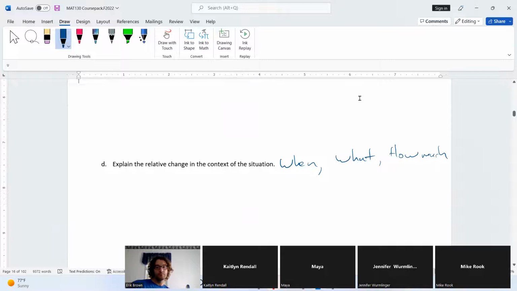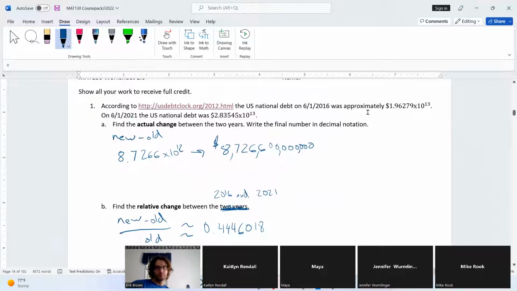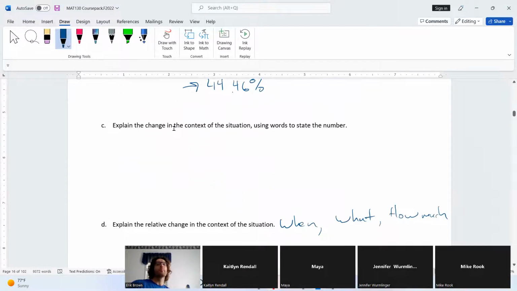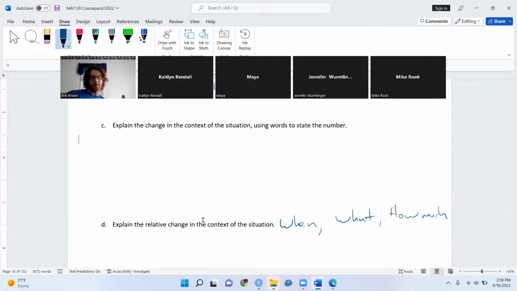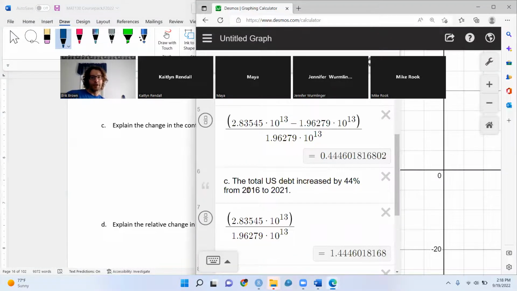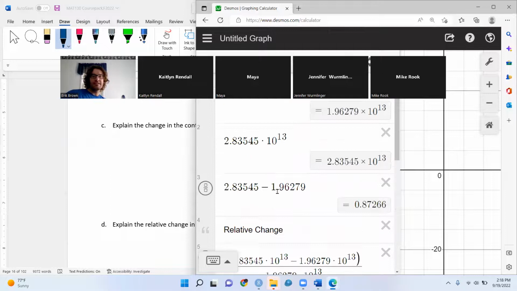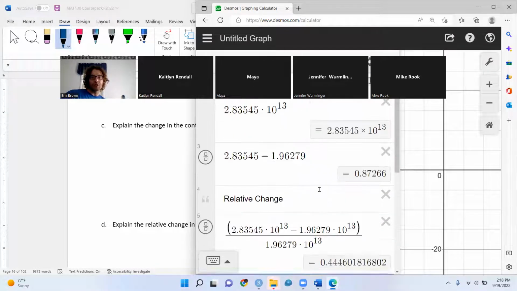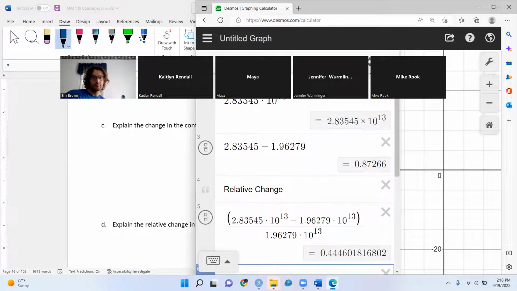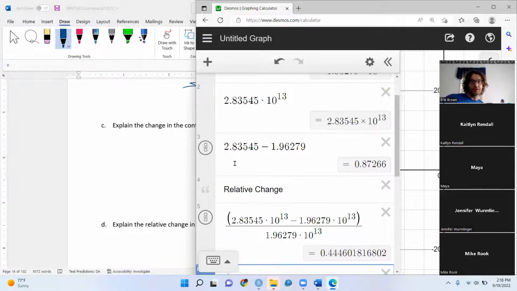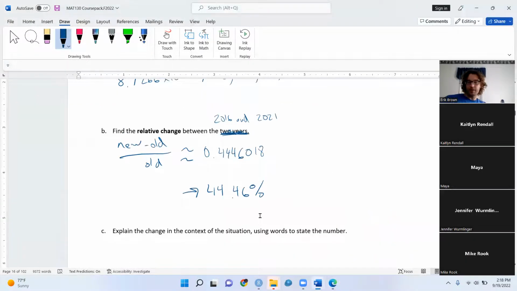I think I'm getting C and D mixed up as far as which one is looking for what answer. Oh, well, Mike, that's not your fault. That's my fault, because I just told you the answer to C is here. No, this is the answer for D. D is the relative change. C is the actual change, which is this number. So the answer for C should just be, it's an $8 million increase in federal debt.